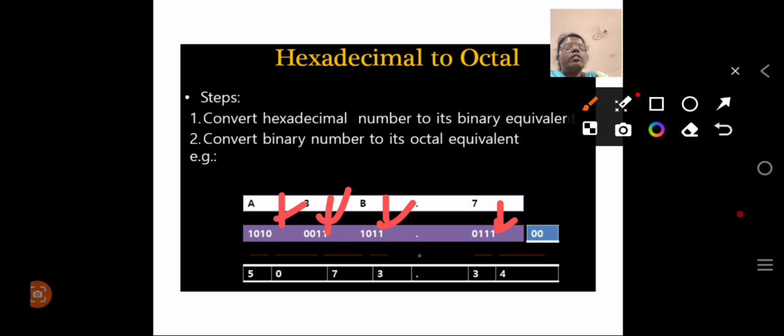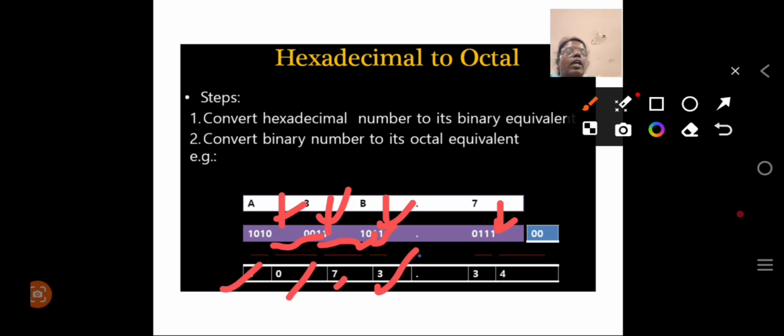Now all this binary number should be converted to octal just by grouping it into groups of 3 bits. Starting from the binary point into the integer part, from the LSB position we have to travel in the left direction. So the very first group is 011, which is equivalent to 3. The second group is 111, which is equal to 7. Then the third group is 000, which is equal to 0. Then the fourth group is 101, which is 5.